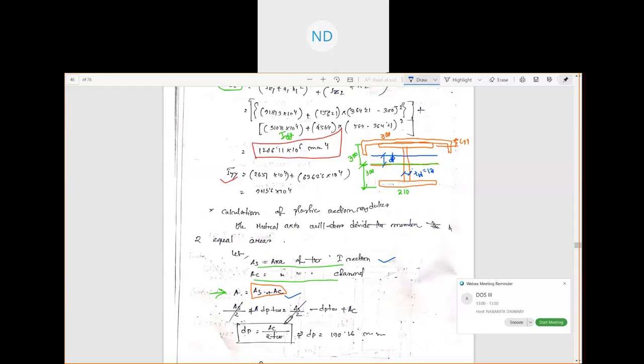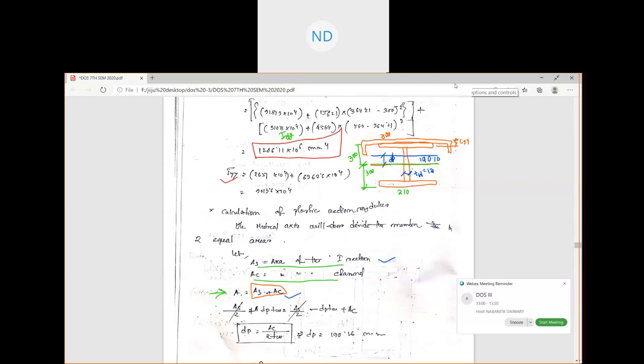If you cancel out the two AS by 2, what we get is dp into tw equals minus dp tw plus AC. From there we can calculate dp, which was the thickness of the plastic modulus portion. So it is 190.16 mm. That means this is 190.16. Okay, let me check one thing.